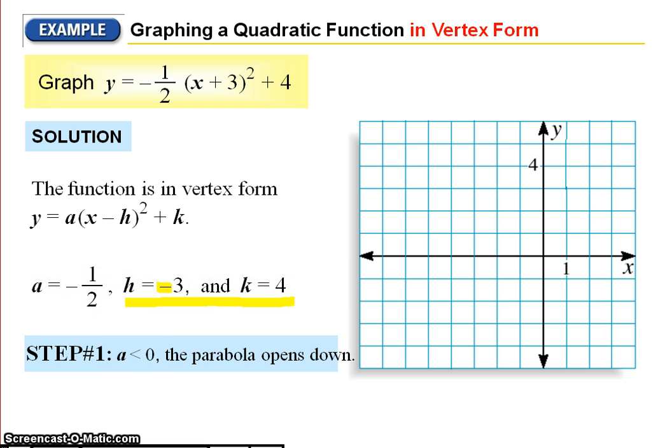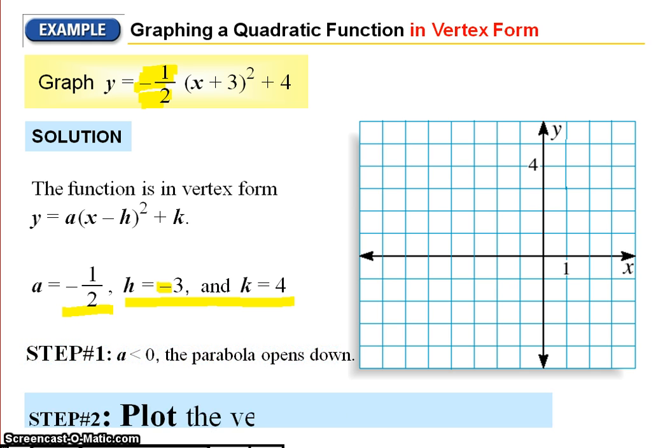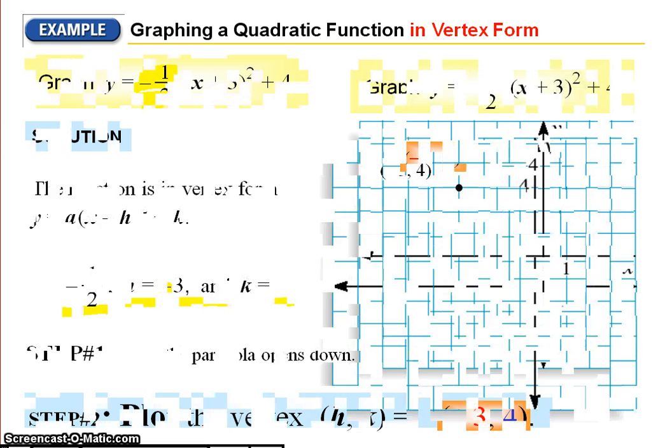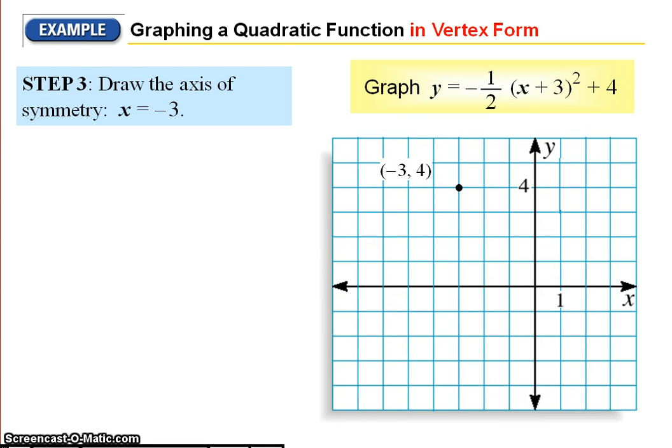And furthermore, since we do have our a value is a negative number, we know that it is a downward facing parabola with our vertex at minus 3, 4. So when we go ahead and plot that, we can imagine it going downward. So we just need to plot extra points.